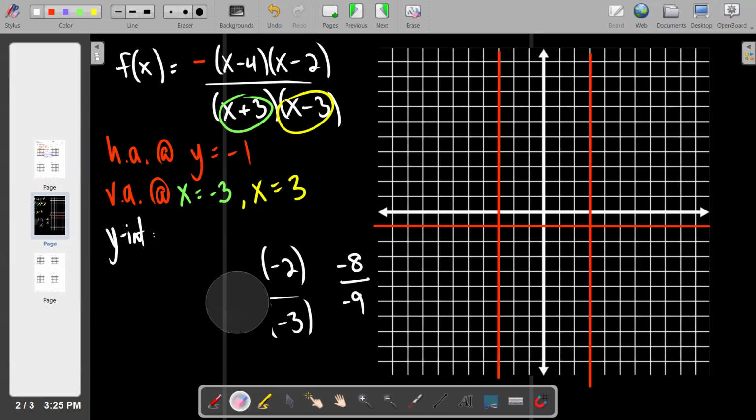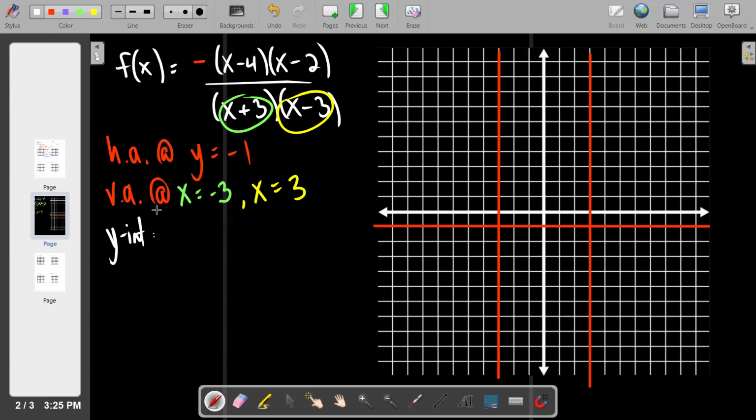So when we state a y-intercept, we state it as a point, 0, 8/9. No, it was positive, for both angles.